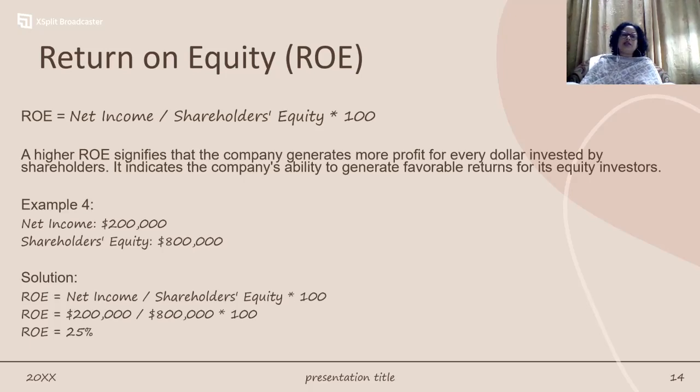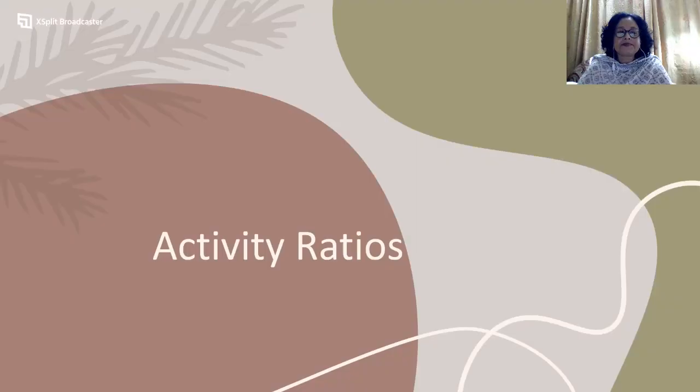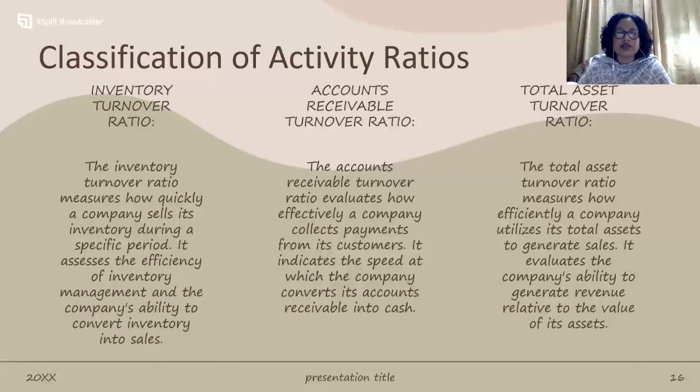Example, net income is given as 2 lakh, shareholders equity is given as 8 lakh. So return on equity is net income by shareholders equity into 100. So 2 lakh divided by 8 lakh into 100, that is 25%. Isn't it easy? Next is the activity ratio.